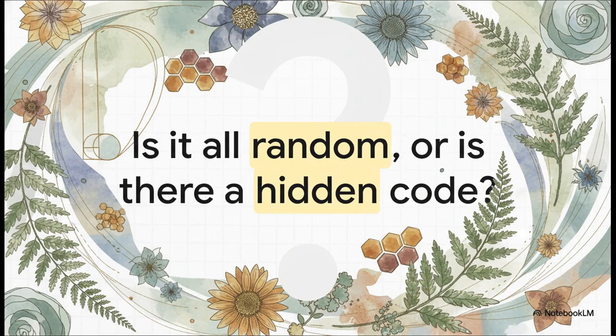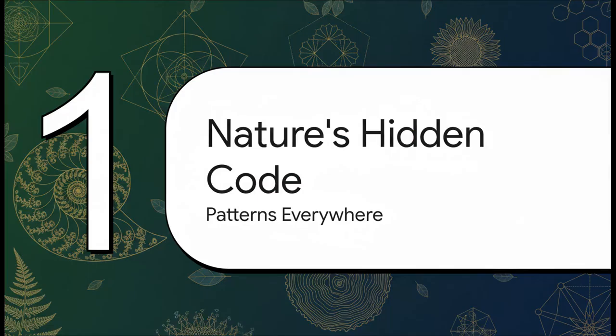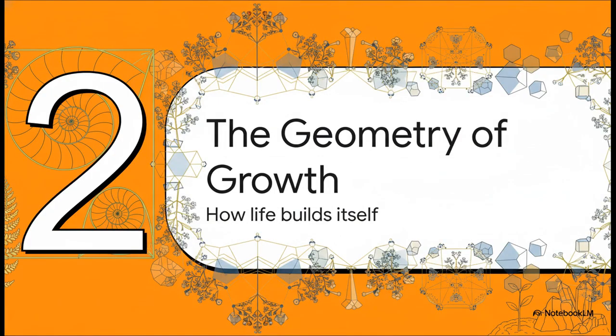Is all this beauty random? Is it just a happy accident? Or is there some kind of hidden code, a mathematical blueprint that everything in the universe is following? All right, let's dive in and start looking for that hidden code. We're going to peel back the curtain, so to speak, and check out the fundamental structures and numbers that build, well, everything around us.